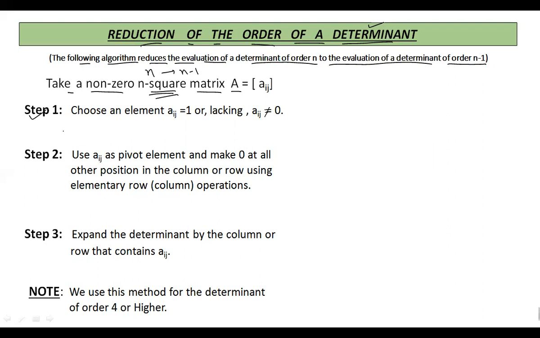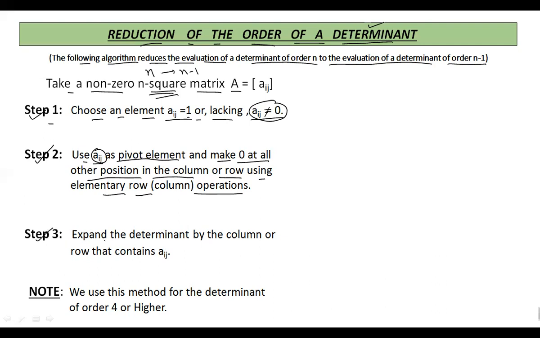Now come to the first step. Step 1. Choose an element Aij equal to 1, or lacking that, choose any non-zero Aij. That is, if the matrix has any 1, then choose that element. If there is no 1, then choose any non-zero Aij. After choosing, come to the second step. Use that Aij as the pivot element and make 0 at all other positions in the column or row of that Aij using elementary row or column operations.